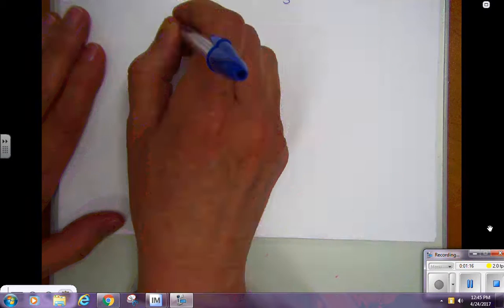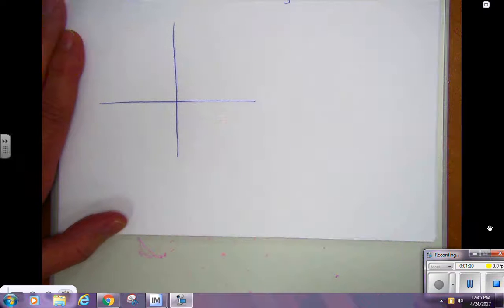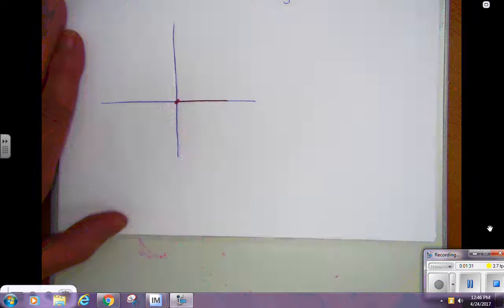An angle on the coordinate plane is in standard position if the vertex is at the origin and one ray is on the positive x-axis. So for all of these angles that we're going to be working with today, we're going to put them on the coordinate plane. So the standard position angle, the vertex is at the origin and one ray of the angle is on the positive x-axis.